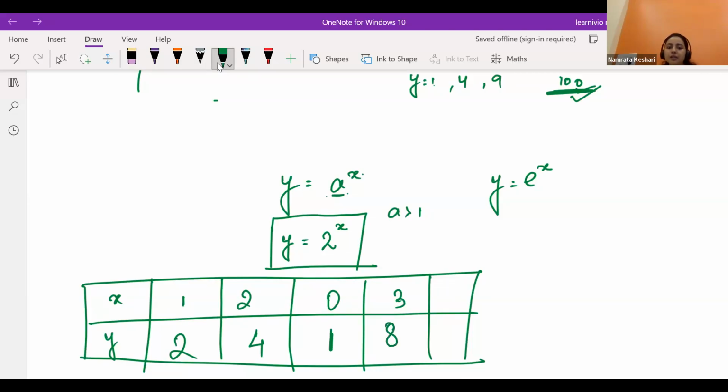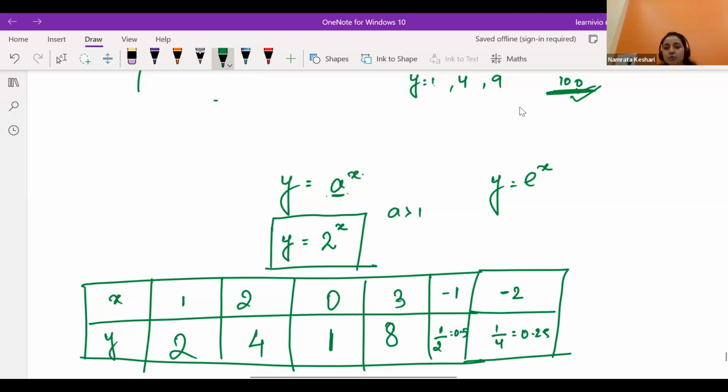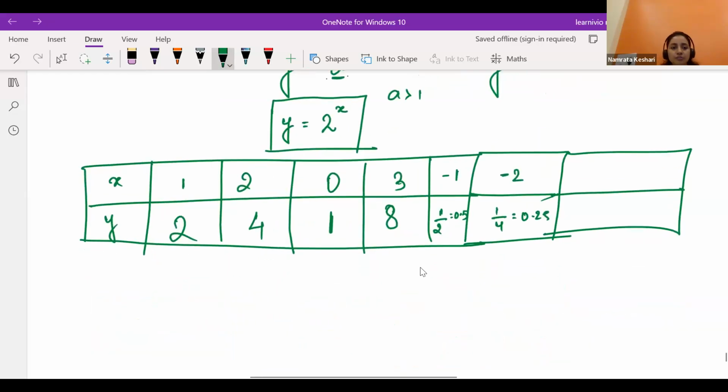8. Can we take negative values? Let's try taking negative numbers. When x is minus 1, y is 1 by 2, that is 0.5. Okay. When x is negative 2, y is 1 by 4. So 0.25. Perfect. Let's try taking a few more values. Then quickly we will be plotting the graph. When x is very small, okay. Let's try plotting the graph with this.